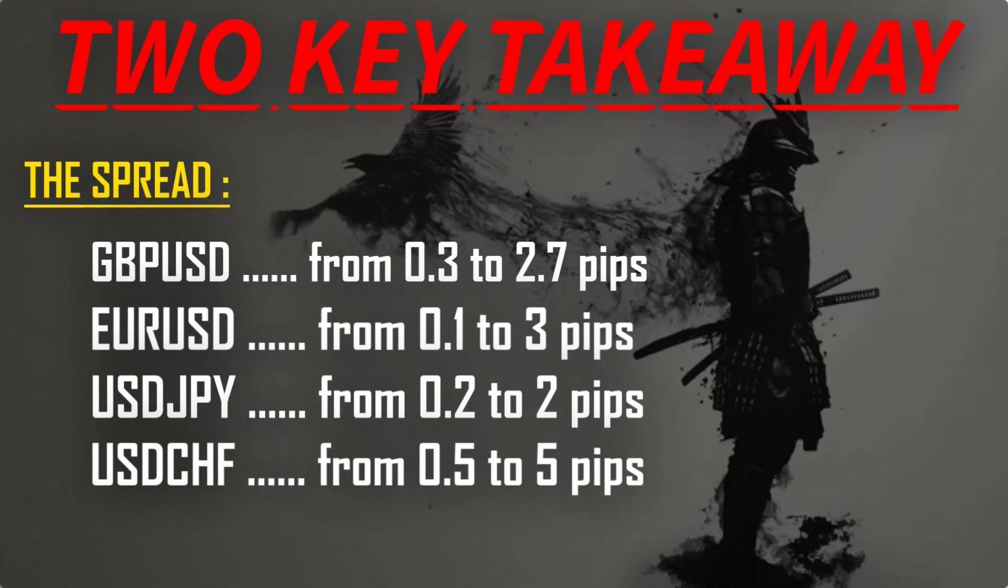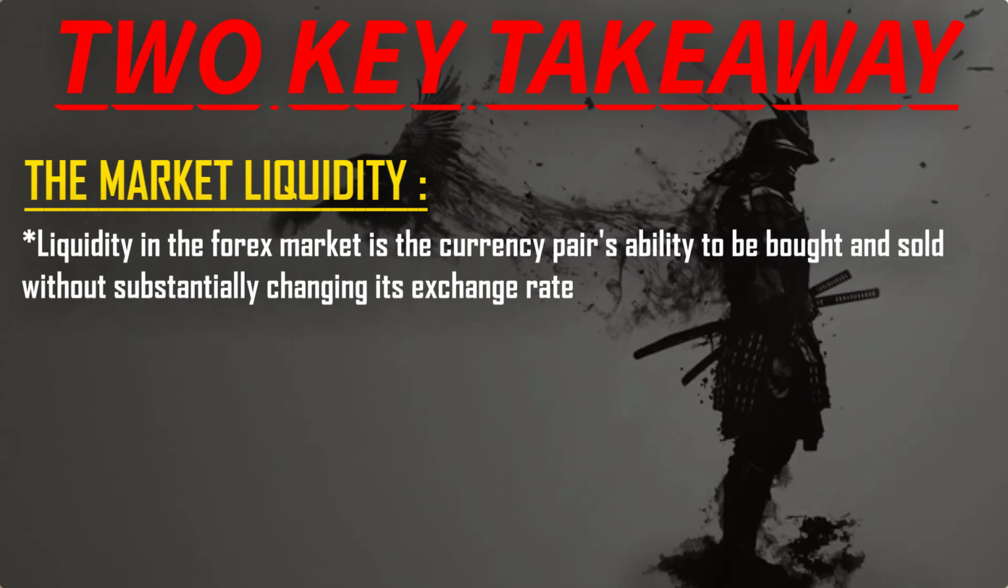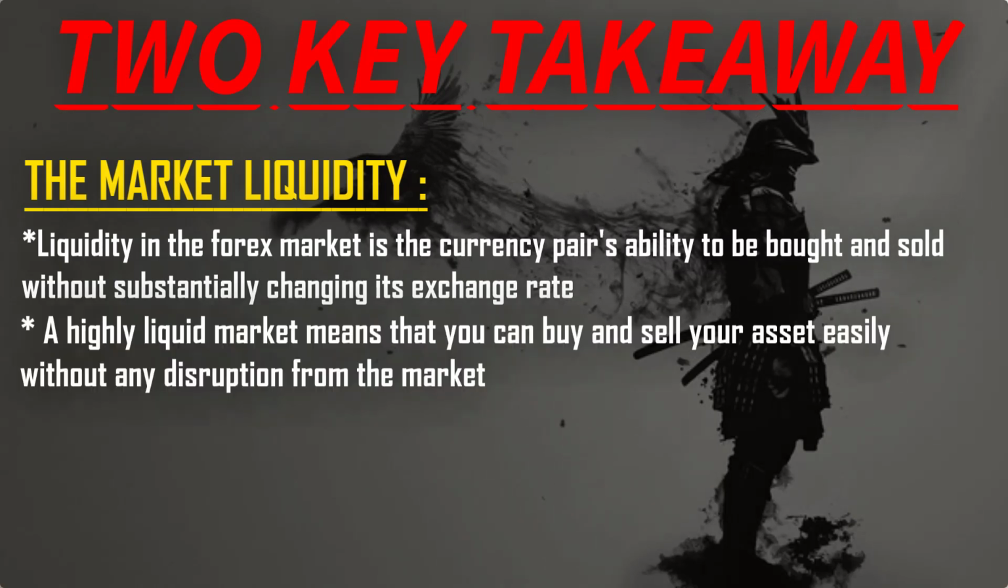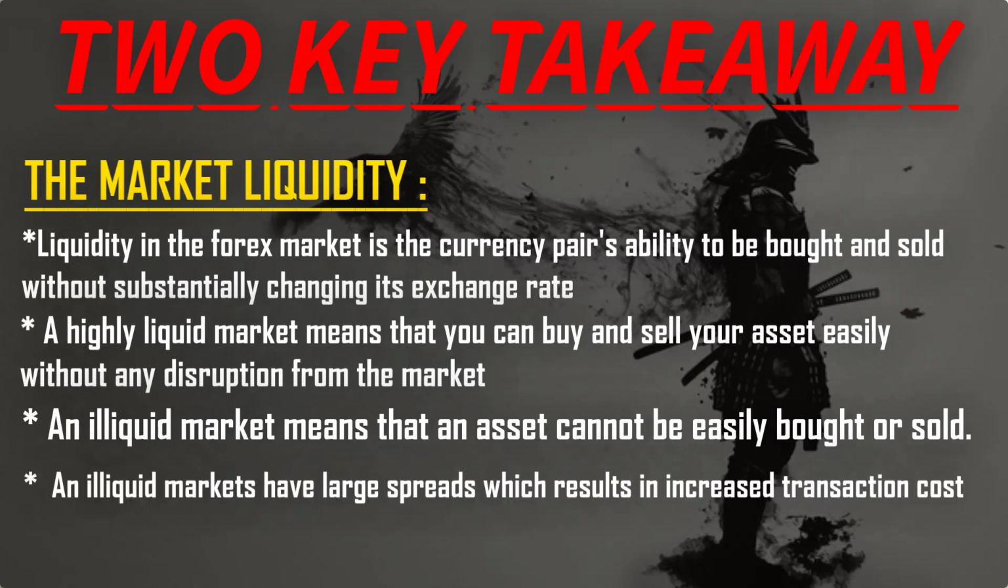Now, the second key takeaway is the market liquidity. Liquidity in the forex market refers to a currency pair's ability to be bought and sold without substantially changing its exchange rate. So, a highly liquid market means that an investor can jump in and out of the market quickly. In contrast, an illiquid market means that an asset cannot be easily bought or sold. And illiquid markets have large spreads, which results in increased transaction cost.